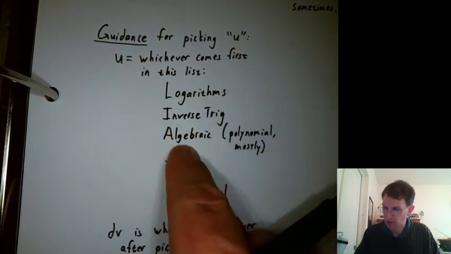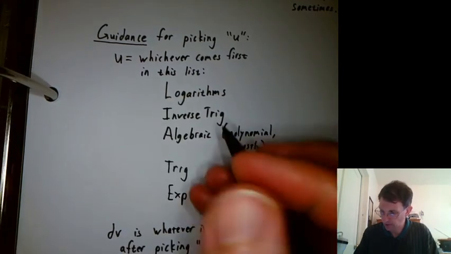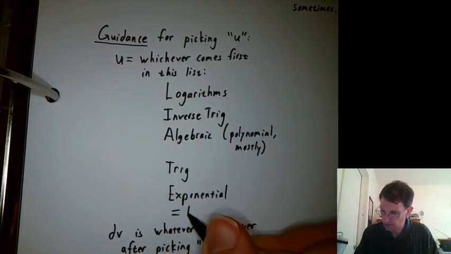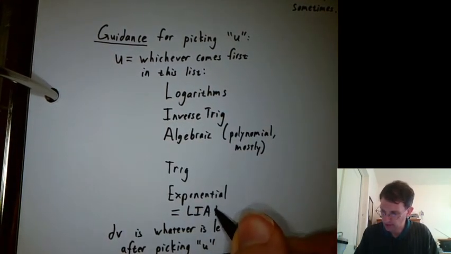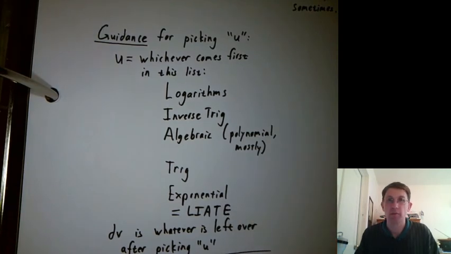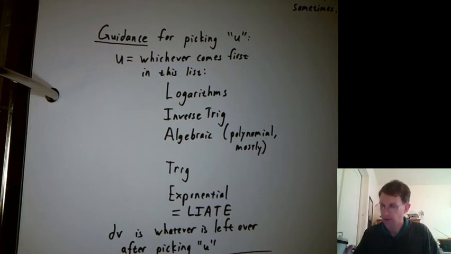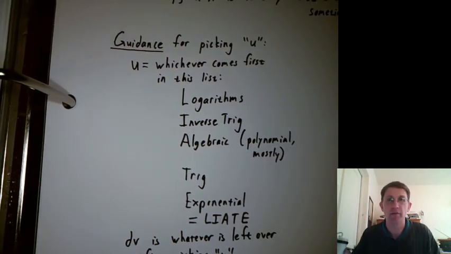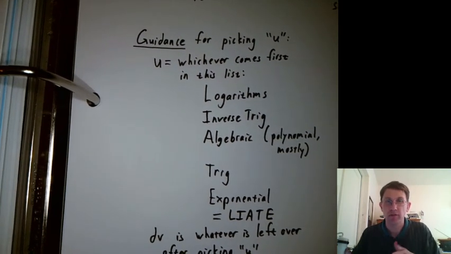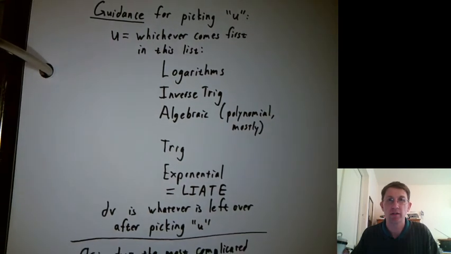You might be wondering, is there a fun way to remember this order? And there is. It's the acronym LIATE, which is a made-up word, so no one can tell me that I'm pronouncing it wrong when I say LIATE. You can pronounce it however you want. So that's one way of deciding how to pick U and dv.